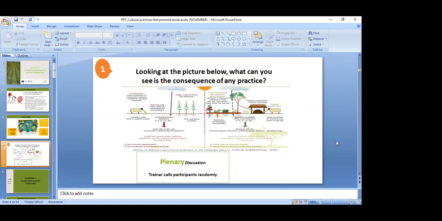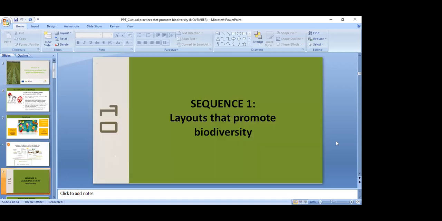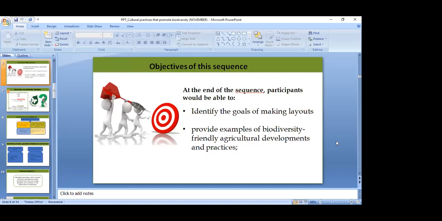So I'm going to move to the next, and then we are going to have layouts that promote biodiversity. What are the layouts that we need to engage in and we are going to get biodiversity promoted? So at the end of this, participants will be able to identify the goals of making layouts, and secondly, provide examples of biodiversity friendly agricultural developments and practices.